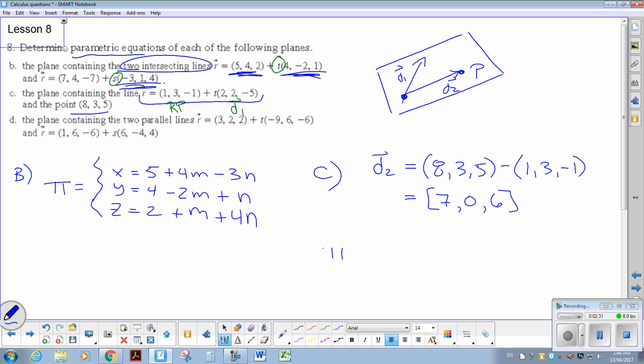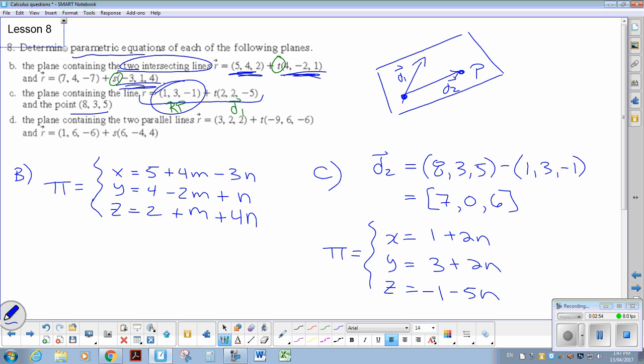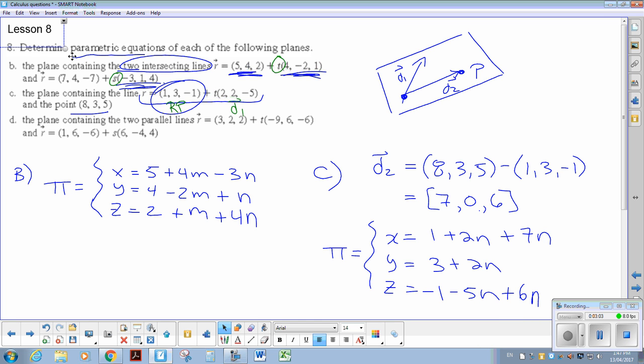So that would mean that the equation for this plane, from parametric, I'm going to use the reference point, x equals, y equals, z equals, and again, I'm going to use m and n. So 1, 3, negative 1, that's from that reference point there, plus 2m, minus 5m, and then the new direction vector that was developed, plus 7n, plus 6n. And that gives you your parametric equation for C.